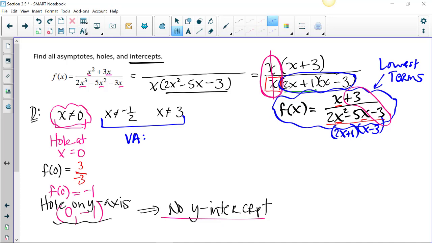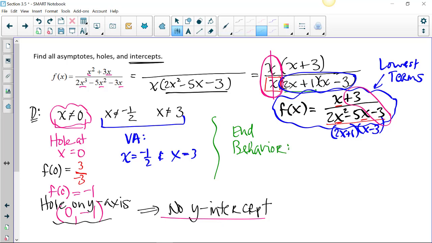Okay, what are my vertical asymptotes? They're the equation x equals -1/2 and x equals 3. So I have 2 vertical asymptotes and 1 hole. All right, now horizontal asymptote, oblique asymptote, or neither. So let's talk about end behavior, basically. What's going to happen far to the right and far to the left on the graph?